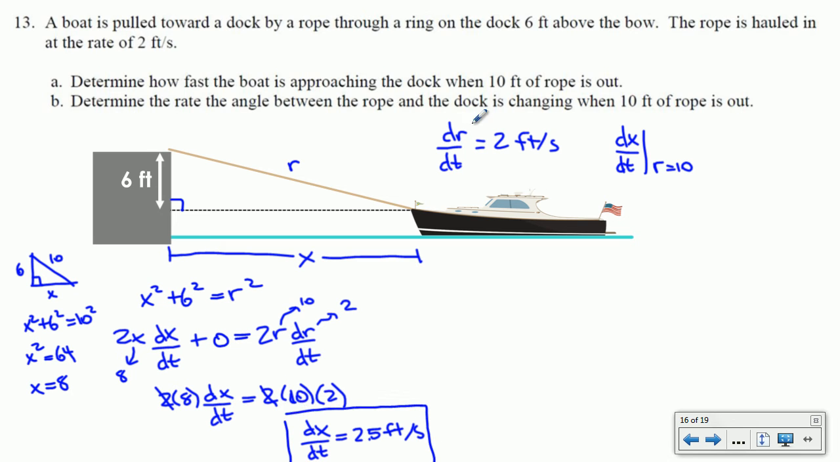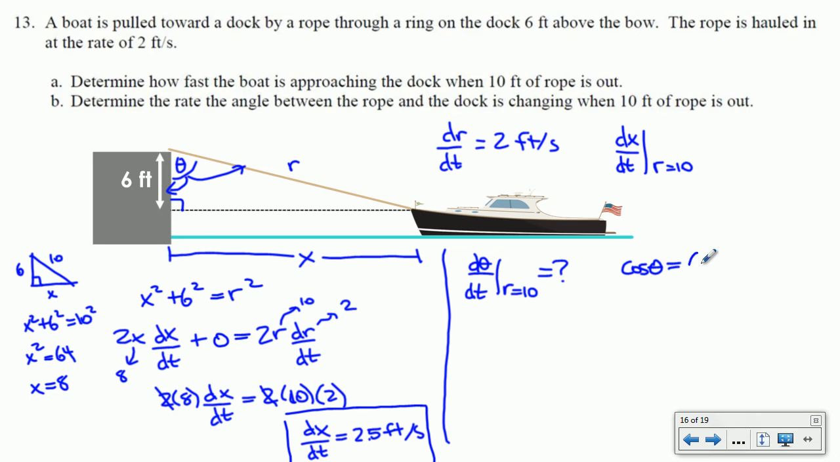So moving on to part B, we need to determine the rate the angle between the rope and the dock is changing when 10 feet of rope is out. So we should identify the angle there. We need to figure out what d theta/dt is when r equals 10. So to start, we need to figure out how theta relates to the other variables. So one thing we can do is relate using cosine. So we could do cosine of theta equals adjacent, which is 6, divided by the hypotenuse, which is r.